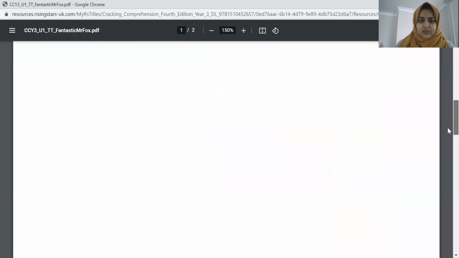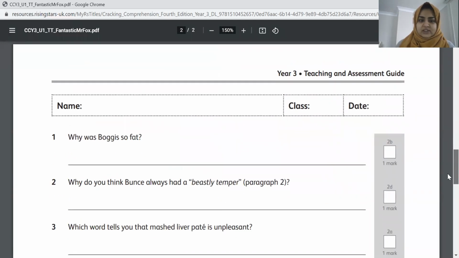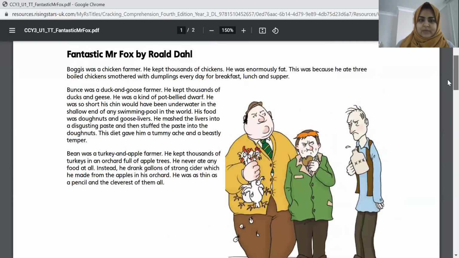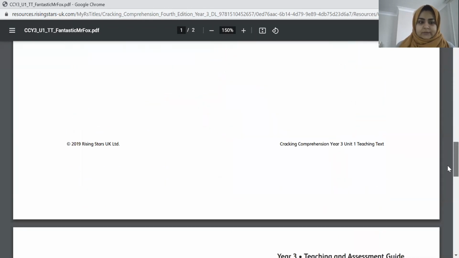So the answer to question number 2, which is, why do you think Bunce always had a beastly temper, is his diet gave him a tummy ache and a beastly temper. Because of his diet being so bad, he was always groggy. He was always in a horrible mood because his diet always gave him a tummy ache. So if you've written down his diet and tummy aches gave him a beastly temper, that is the correct answer. Reason being because he wasn't a very healthy person. Okay, now question number 3.